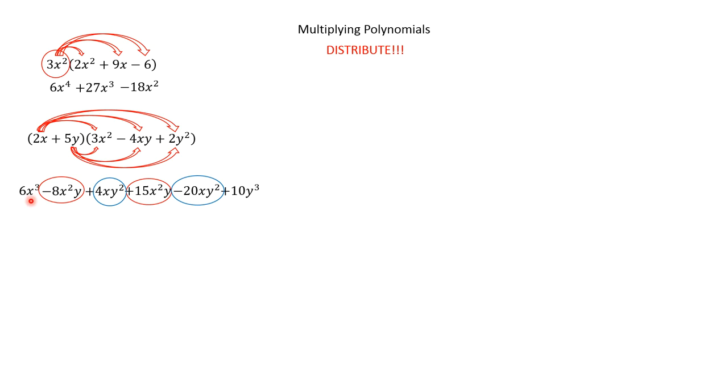The 6x cubed and the 10y cubed just kind of go along for the ride. They're not doing anything. They just sit there. Then here we have our plus 7x squared y minus 16xy squared. So we combine the like terms. We don't try to do anything funny to combine these. Those are not like terms. X squared y and xy squared are completely different things.